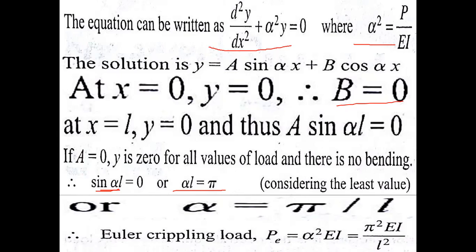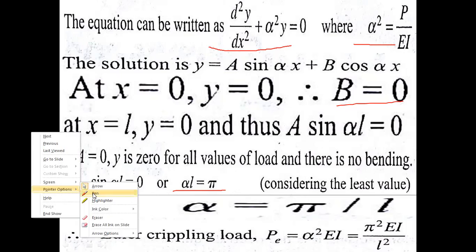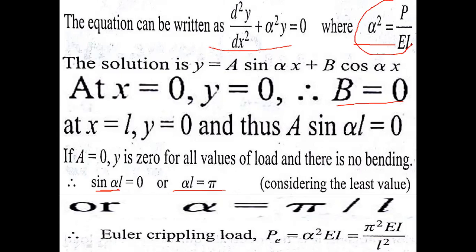P_E is equal to α²EI, because here α² is equal to P/EI. P is the crippling load. You see, we have taken α² = P/EI, so P = α²EI. So here I have written P = α²EI. And what is α? α is π/L. So square it: π²EI/L². So this is the expression for the crippling load for this end condition of the column. The end condition is both ends hinged.